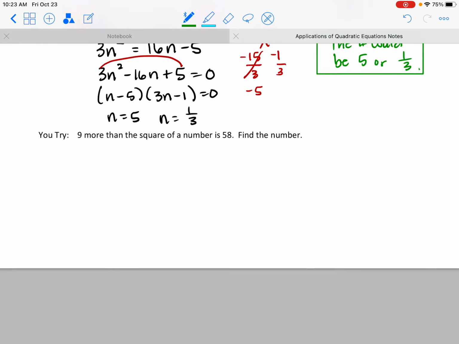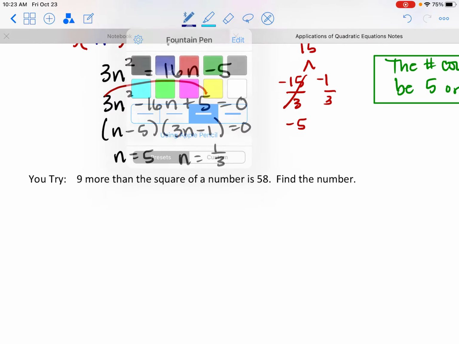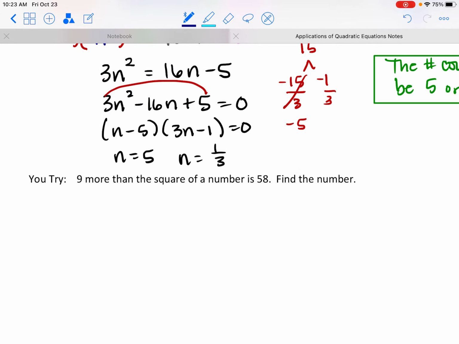Alright, I've got one here for you to try. It's another translate problem, so if you feel comfortable, then give it a shot. If not, it says 9 more than the square of a number is 58, and we're trying to find the number. Again, I'm going to call the number n. If you want to use some other variable, totally fine, but I'm going to call my number n.